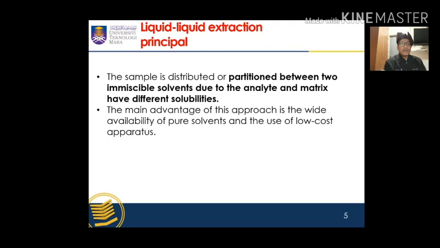Okay, the principle of liquid-liquid extraction, LLE, is that the sample is distributed or partitioned between two immiscible solvents in which the analyte and matrix have different solubility. In other words, it is a method by which a compound is pulled from water in the aqueous phase into an organic solvent, where water and organic solvent are not miscible. You can see the appearance of two layers during the liquid-liquid extraction process at equilibrium. The main advantage of LLE is the wide availability of pure solvents, such as dichloromethane, acetonitrile and methanol, and LLE can be conducted using a low-cost apparatus, using only separating funnels.